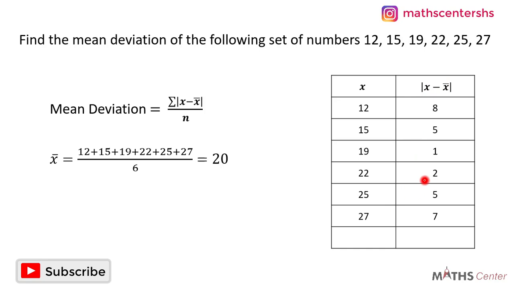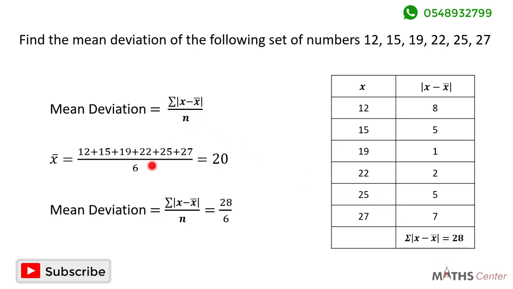We can now find the sum of the absolute values of x minus the mean of x. So we will add all the numbers here. 8 plus 5 plus 1 plus 2 plus 5 plus 7, and that will give us 28. So now we have the sum of the absolute values of x minus the mean of x as 28. We have n to be 6. So it means that the mean deviation will be equal to 28 divided by 6, and this will give us 4.67. So the mean deviation of this set of numbers is 4.67.